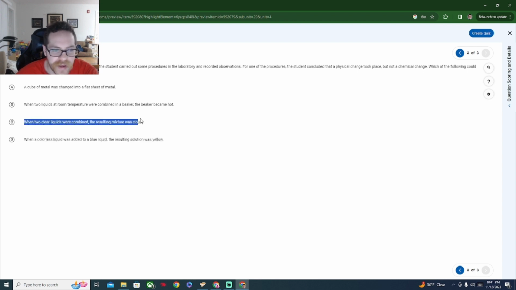When two clear liquids were combined, the resulting mixture was cloudy. The only reason it would be cloudy would be a precipitation. Again, it's possible the precipitation could come from a hot and cold, but one of these is very, very clearly a physical change. When two liquids at room temperature are combined in a beaker, they become hot. Exothermic chemical reaction. And finally, a cube of metal was changed into a flat sheet of metal. That's just a physical change. That's just squish, like one of those hydraulic press videos. That's a physical change.